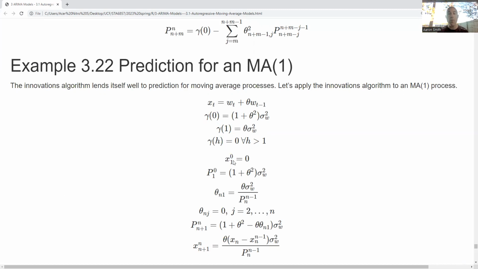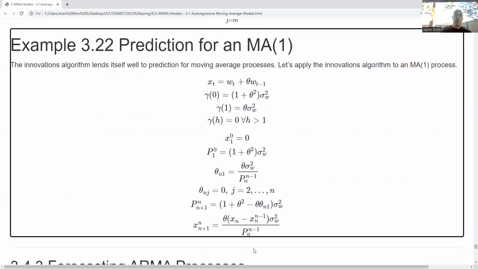And we're going to kick things off with 0 as the starting point. And I'm going to take what I already know about the situation as my mean squared error. Just using the formulas that we have, we're going to get this equation for theta of n1. We know that theta of nj will be equal to 0 for larger values of j. Then here we see our mean squared error, and here, this gives us our actual predicted value for one step ahead.